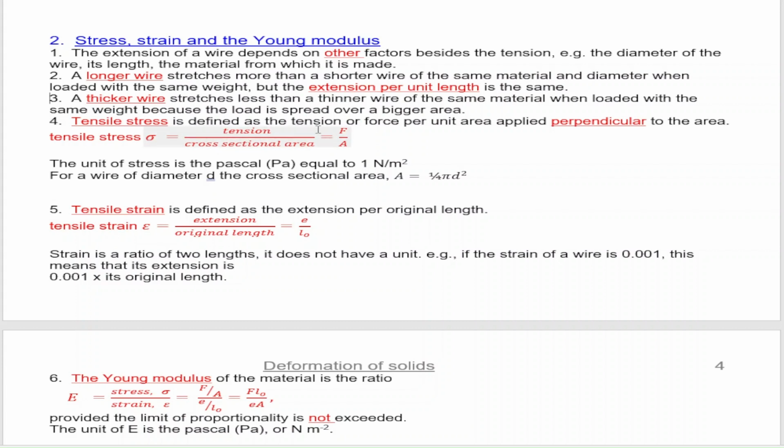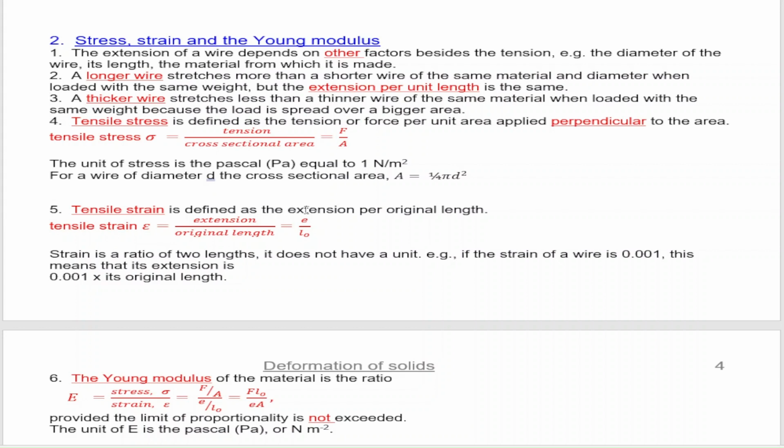Tensile stress is defined as the force per unit area perpendicular to the area. It is given the symbol sigma, which is tension over cross-sectional area, force over area. And the unit of stress is the pascal or newtons per square meter.